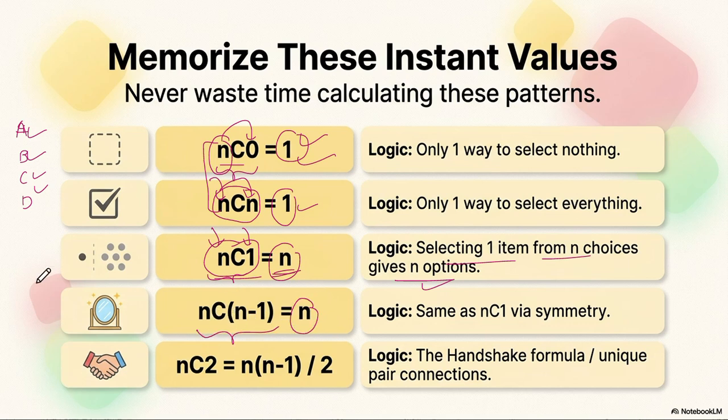Then NCN minus 1 is the same as n. For example, 5C4. The difference between these two numbers is 1, so 5C4 is nothing but the same as 5. Similarly, NC2 is nothing but n into n minus 1 by 2. This is derived from the formula. This is called the handshake formula: whenever n objects are there and you are combining any two, a unique pair of connection.